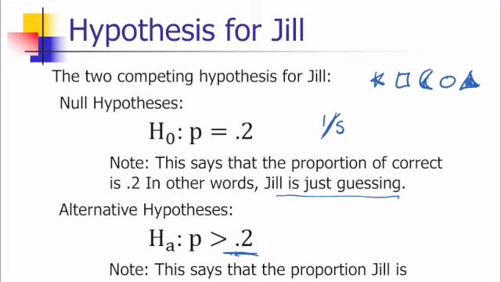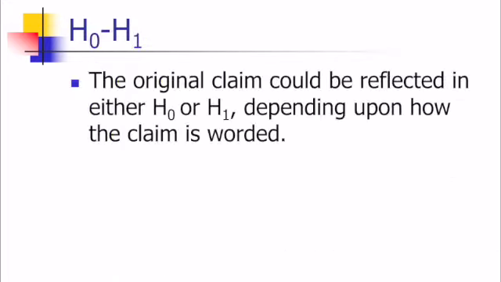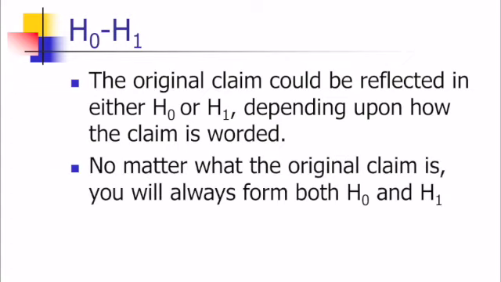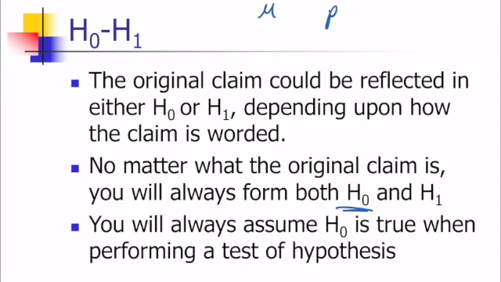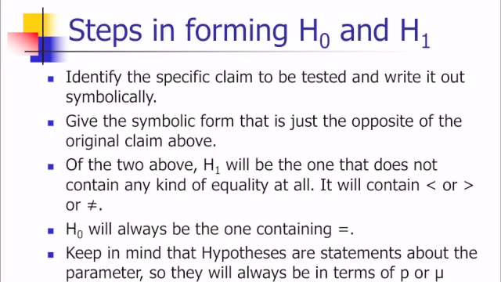The original claim could be reflected in either H0 or H1 depending upon how the claim is worded. What does that mean? No matter what the original claim is, regardless of whether we're looking at population means or population proportions, we're always going to form an H0 and an alternate hypothesis, H1. We always want to assume H0 is true when performing a hypothesis test. So, how do we form our H0 and our H sub 1, or alternate hypothesis?